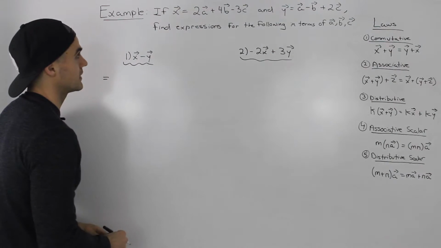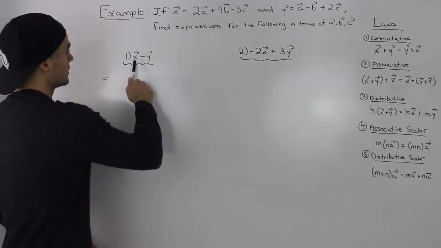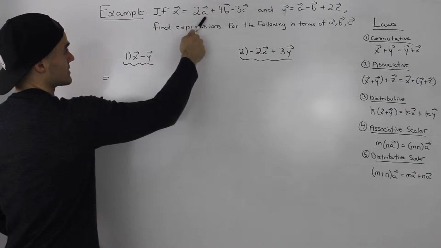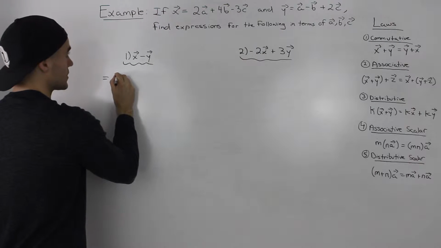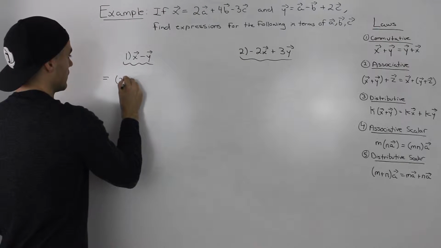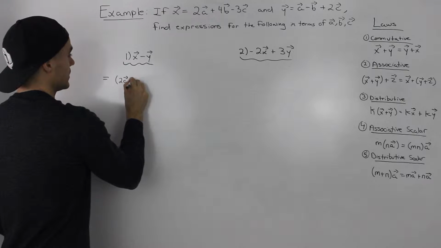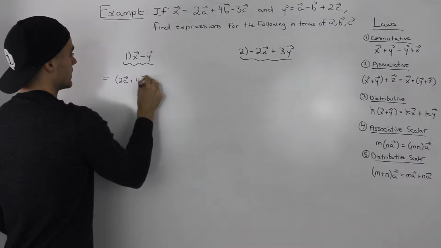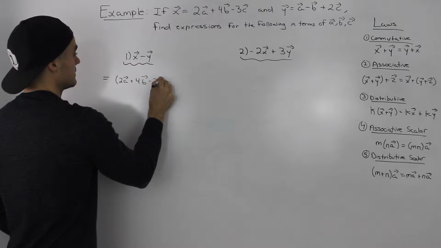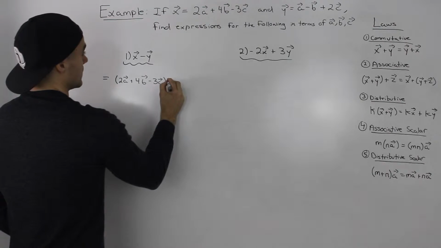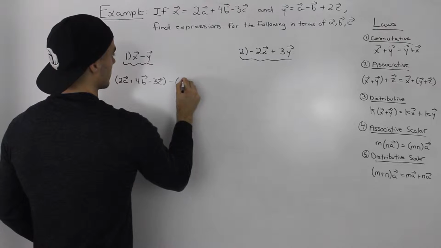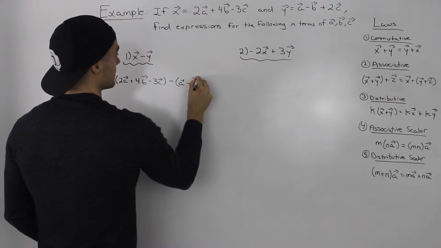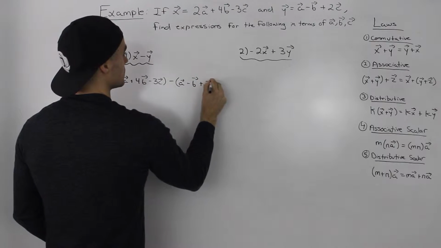So vector x minus vector y. Let's plug in for x this expression in terms of a, b, and c. Same thing for y. So we would have 2a plus 4b minus 3c, minus vector y, which is a minus b plus 2c.